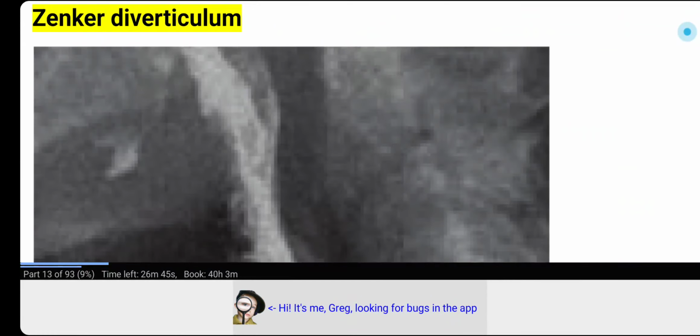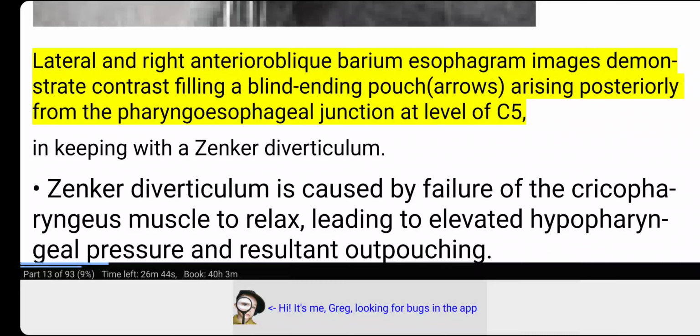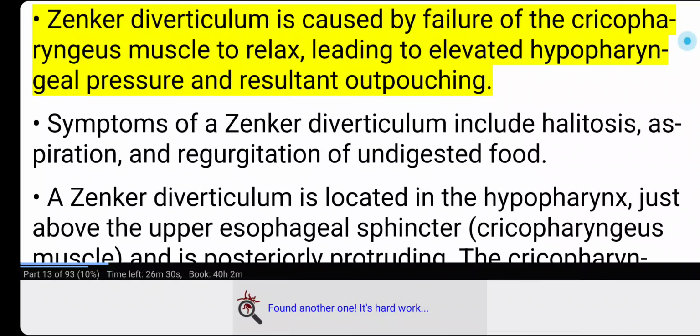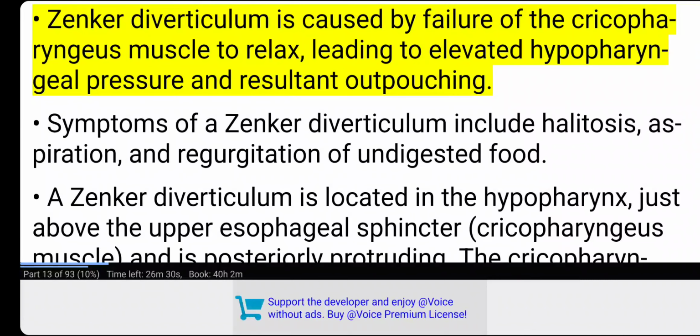Zenker diverticulum. Lateral and right anterior oblique barium esophagram images demonstrate contrast filling a blind-ending pouch, arrows, arising posteriorly from the pharyngoesophageal junction at the level of C5. In keeping with a Zenker diverticulum, Zenker diverticulum is caused by failure of the cricopharyngeus muscle to relax, leading to elevated hypopharyngeal pressure and resultant outpouching.